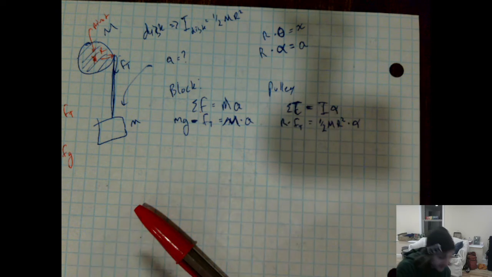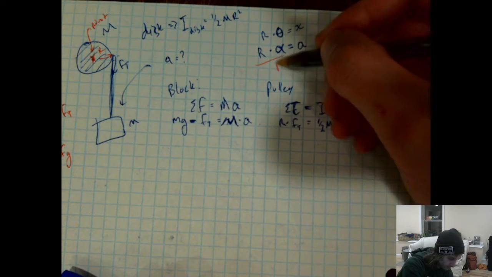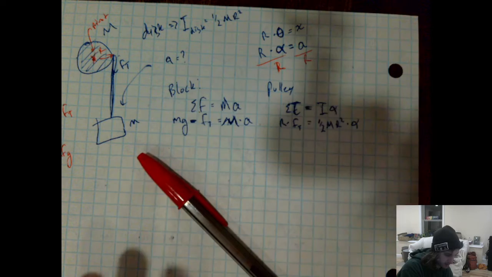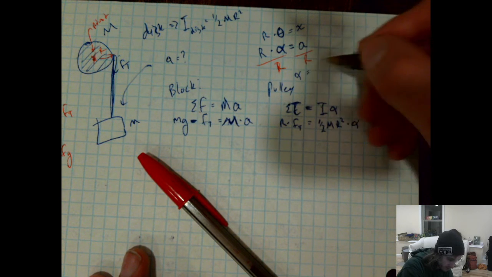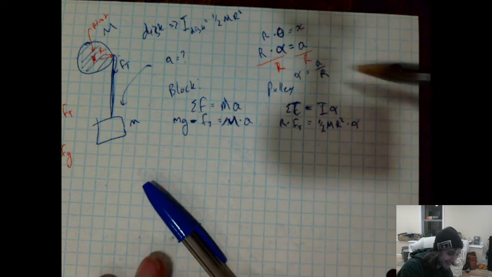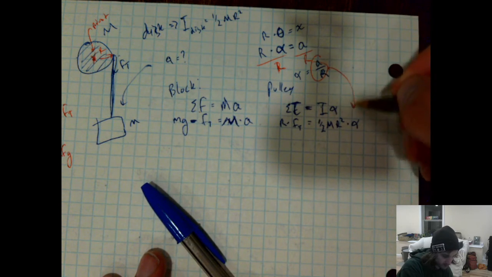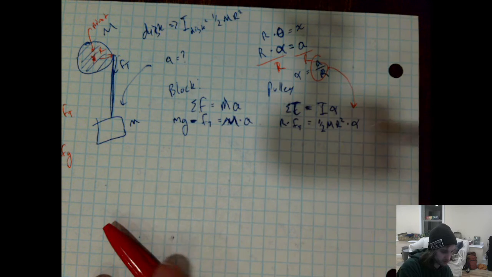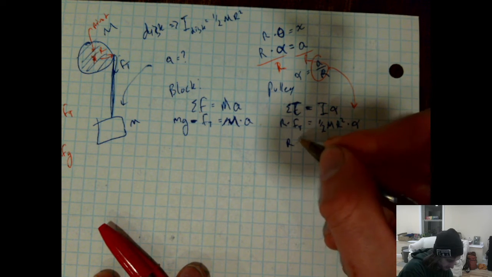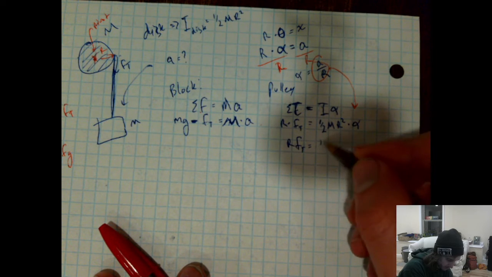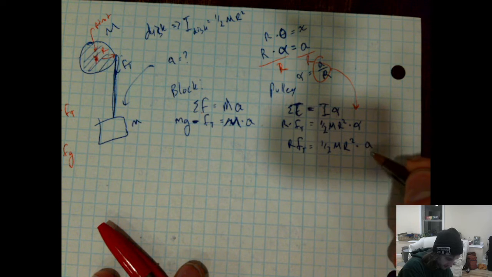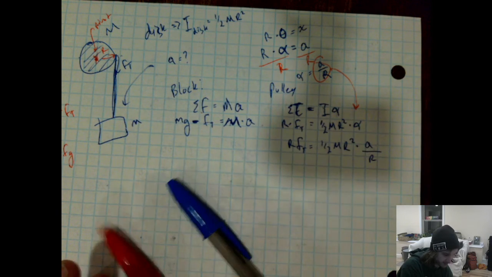So what I can do from there is divide each side by the radius of my pulley and say that my angular acceleration will equal my linear acceleration divided by the radius of the pulley. And this is nice because that brings us from having 3 variables, 2 equations, to having 2 variables, 2 equations very quickly, because we've got r F_T equals 1/2 m r squared times acceleration divided by radius.